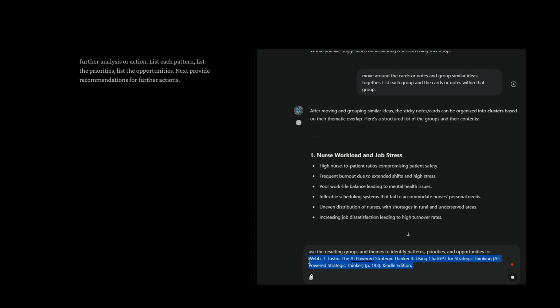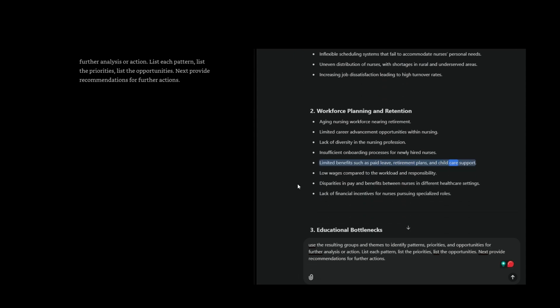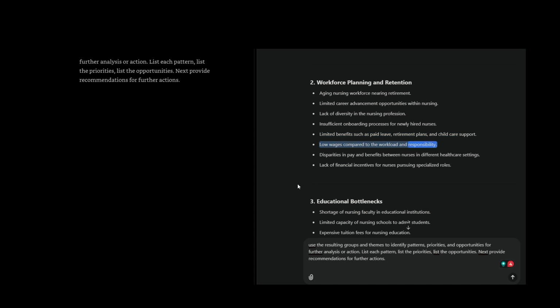2. Workforce planning and aging nursing workforce nearing retirement, limited career advancement opportunities within nursing, lack of diversity in the nursing profession, insufficient onboarding processes for newly hired nurses, limited benefits such as paid leave, retirement plans, and childcare support, low wages compared to the workload and responsibility, disparities in pay and benefits between nurses in different healthcare settings, lack of financial incentives for nurses pursuing specialized roles.